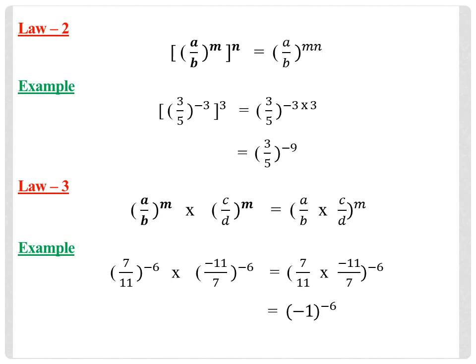Taking an example, you see here (7/11) raised to power minus 6 multiplied by (minus 11/7) raised to power minus 6. Now, you see that bases are different but powers are the same. So, we multiply bases and we get minus 1, and minus 1 raised to power minus 6 is the resultant.